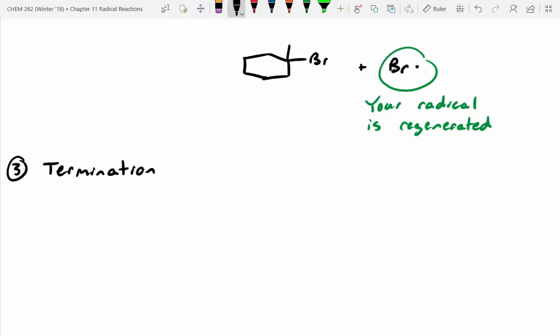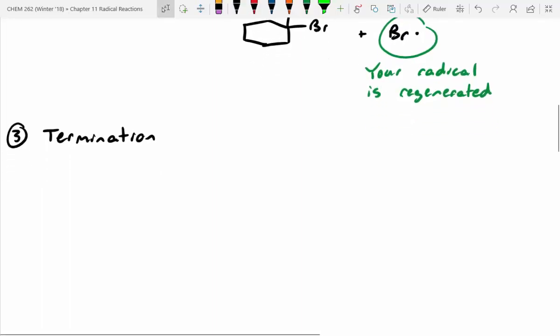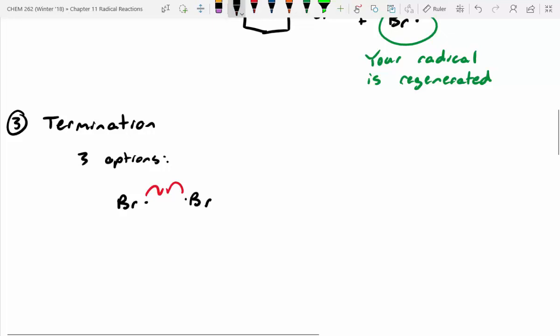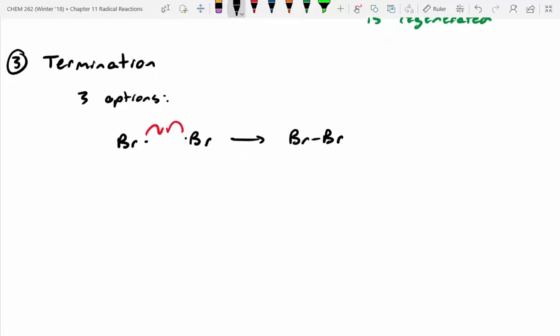And the whole goal with termination is to try to get rid of your radicals somehow. And there's actually 3 different options for termination. One option is, let's say you've got 2 bromine radicals floating around in solution. They can just find each other and form a new covalent bond and reform the bromine that we started with. So that's one option. Another option is maybe you've got this alkyl radical that we made before, and you've got some bromine radical floating around.